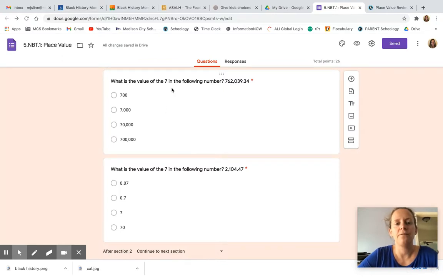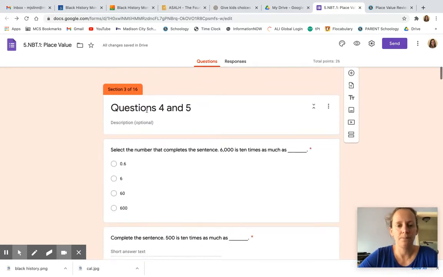Here you're going to find the value of the 7 in a different number. This number would read 762,039 and 34 hundredths. So again, look at the answer choices and select the one that says the value of that 7, and so on.